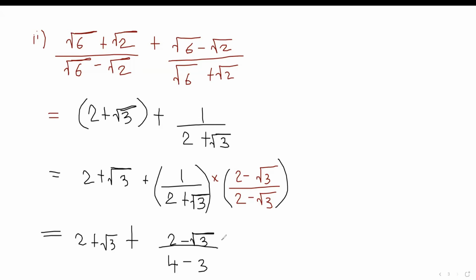And so what we end up getting now is, remember, 4 minus 3 is 1. So we end up with 2 plus root 3 plus 2 minus root 3. And then the plus root 3 here and the minus root 3 here are gone. And 2 plus 2 equals 4. So this is going to equal 4.